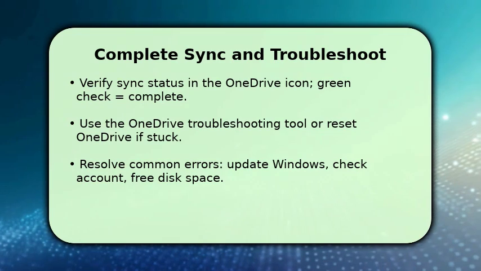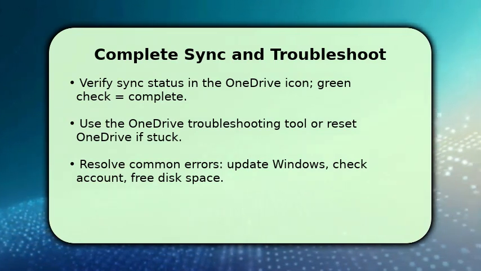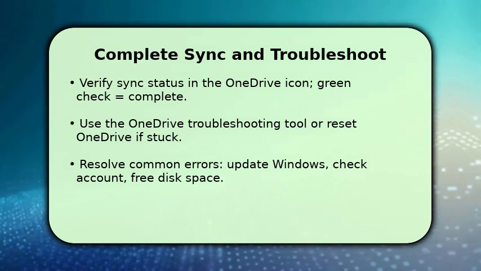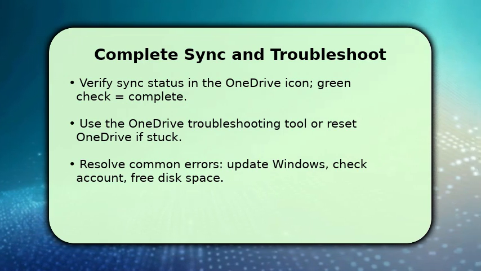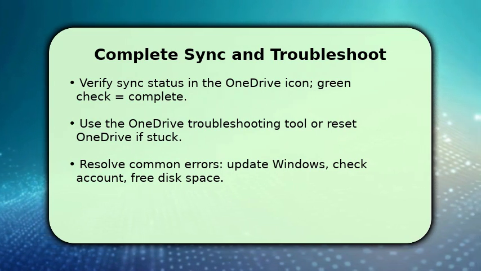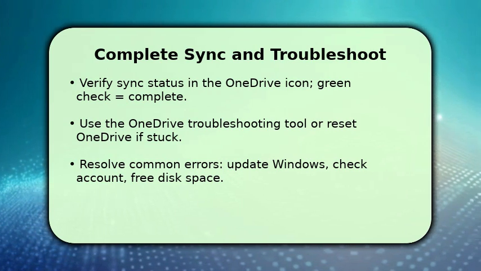You finish by verifying file status. Hover the OneDrive icon to see syncing progress and look for green checks on files. If sync stalls, try pausing and resuming or restart OneDrive from the system tray. As a key troubleshooting tip, reset OneDrive with the built-in command when nothing else works. This reindexes files without deleting cloud data.